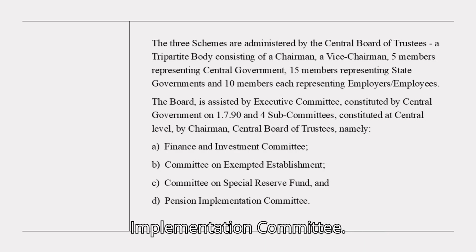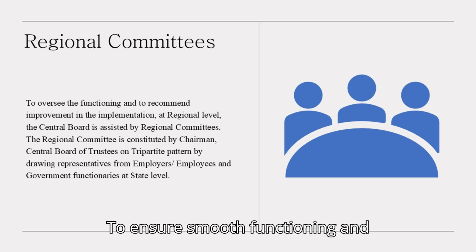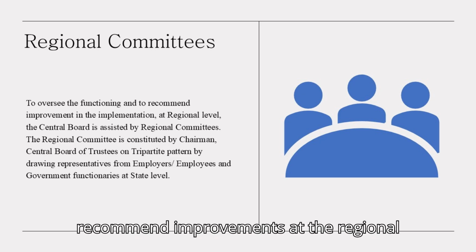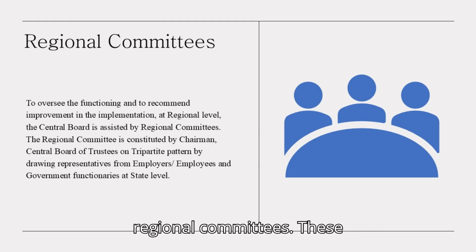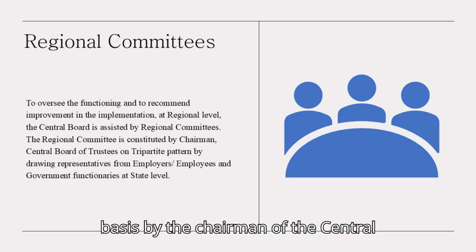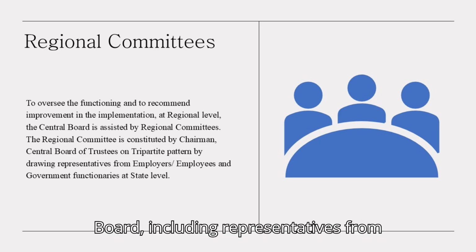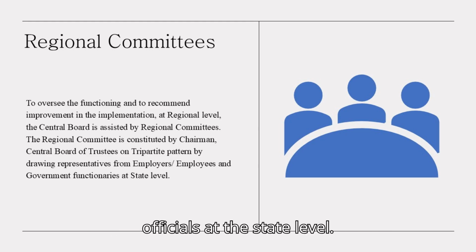the Pension Implementation Committee. To ensure smooth functioning and recommend improvements at the regional level, the Central Board is assisted by regional committees. These committees are formed on a tripartite basis by the chairman of the Central Board, including representatives from employers, employees, and government officials at the state level.